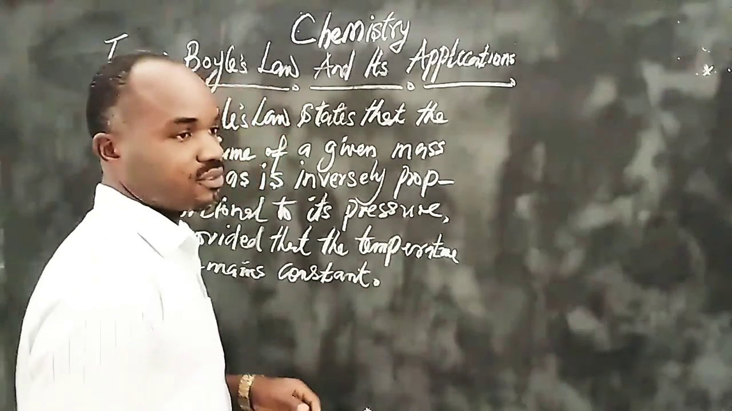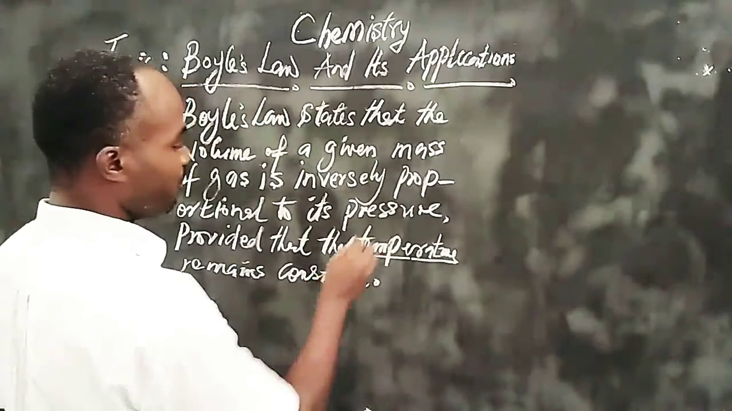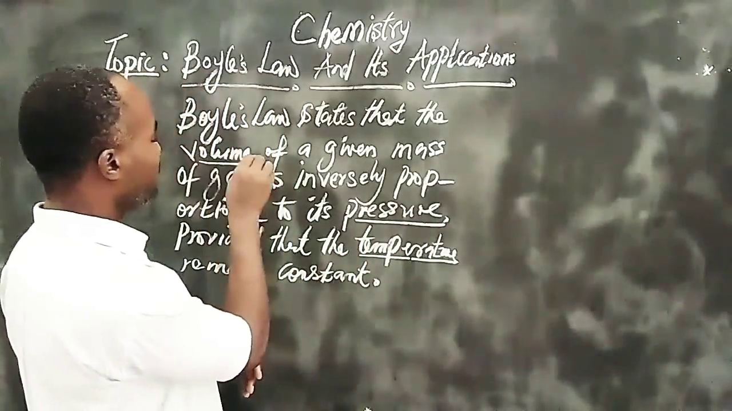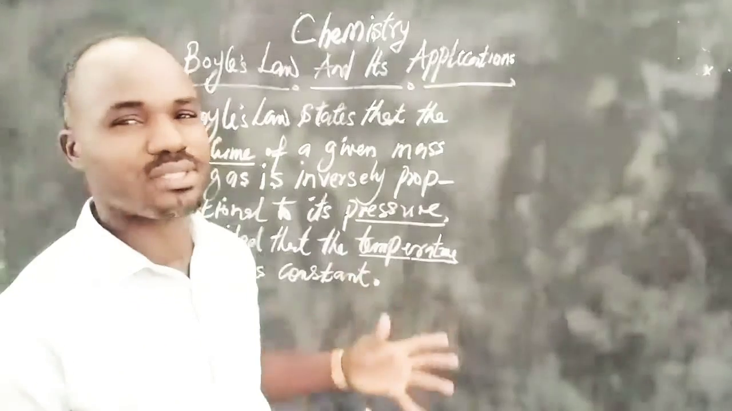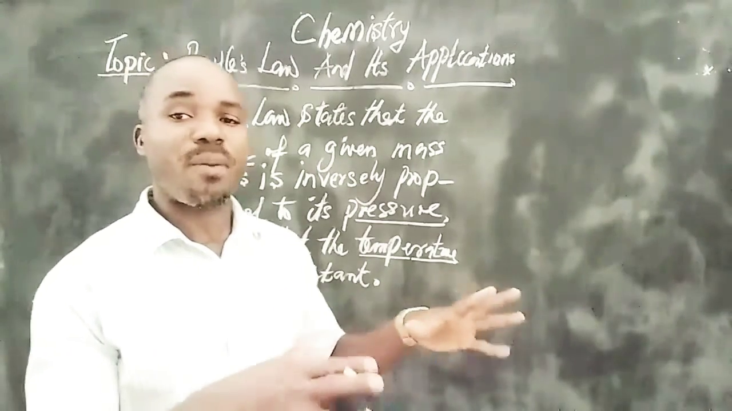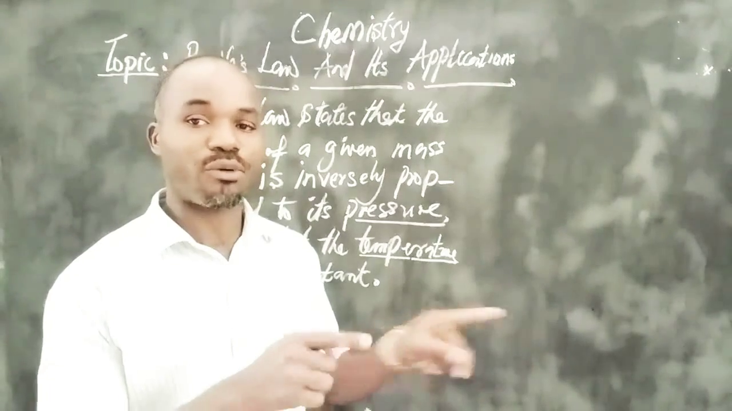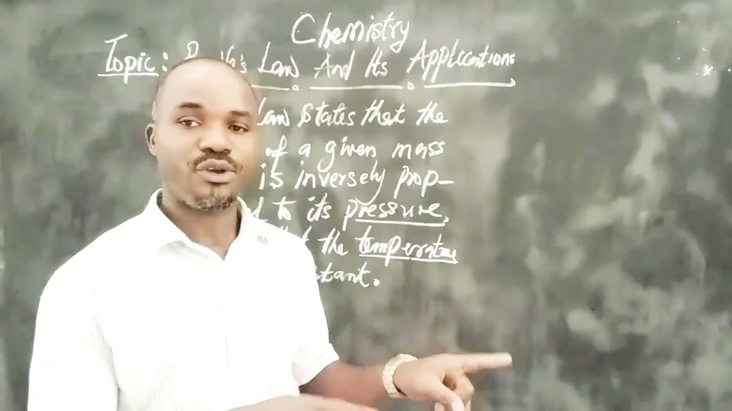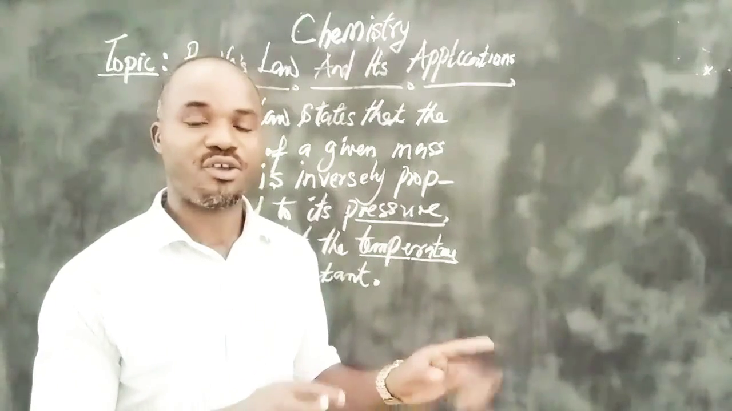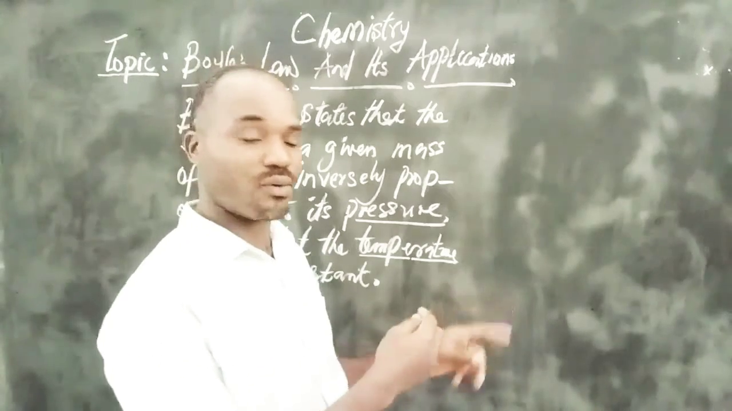Temperature is a factor, pressure is another factor, and volume is another factor. So what Boyle's Law says is that the volume of a given mass of gas is inversely or indirectly proportional to its pressure, provided that the temperature and some other physical quantities remain constant. Mathematically, we can state that.